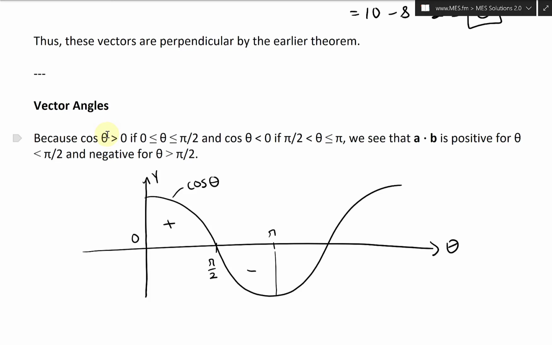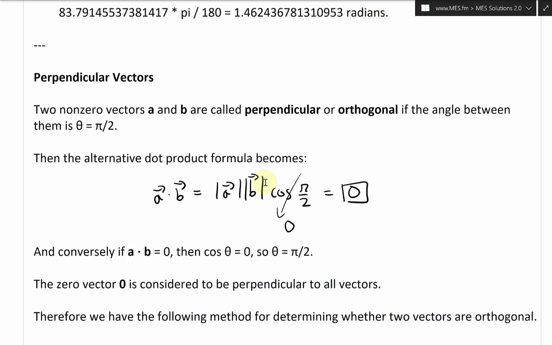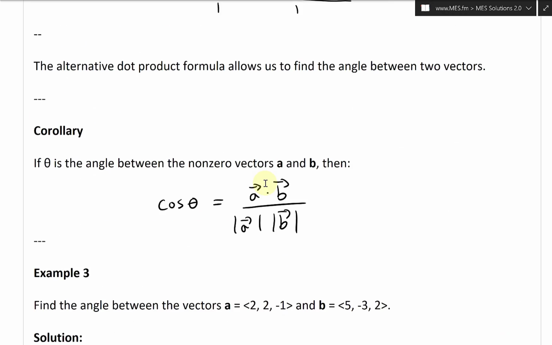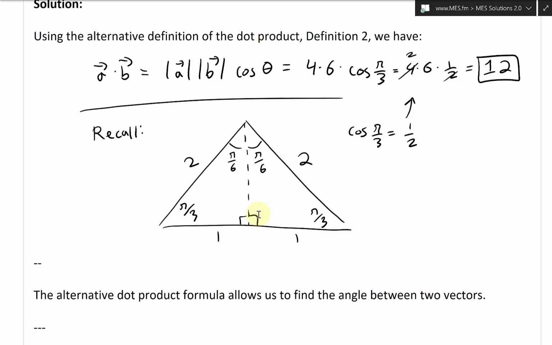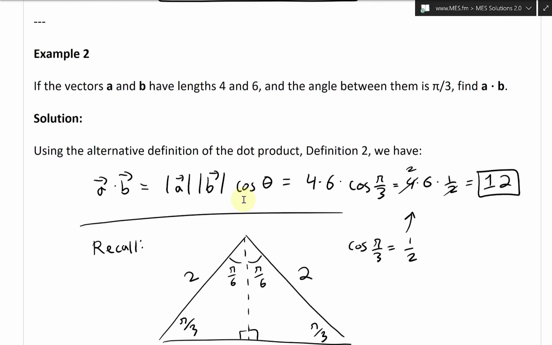So cosine theta is greater than 0 if theta is between here, and less than 0 if it's between here. We see that A dot B is positive for angles less than pi over 2 and negative for theta greater than pi over 2. The dot product is positive or negative because it depends on the cosine of the angle.